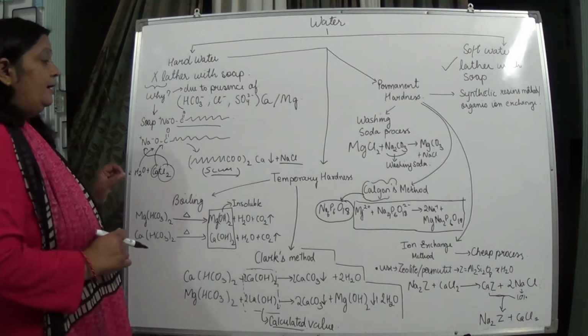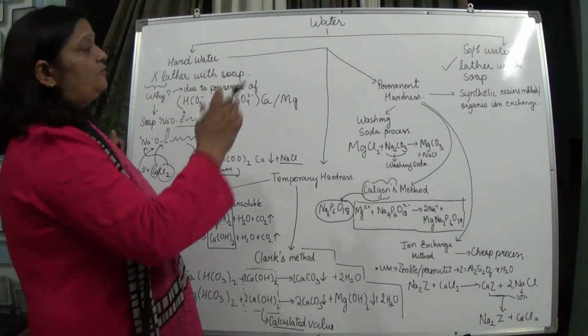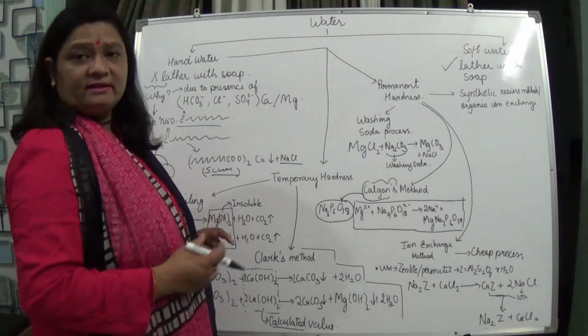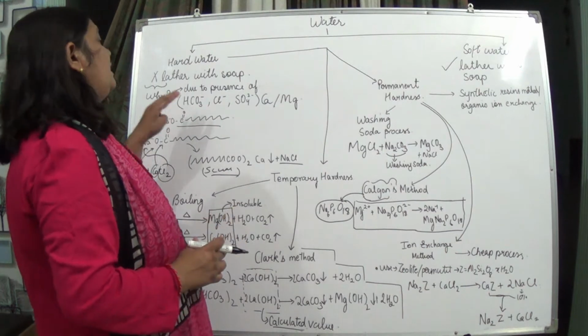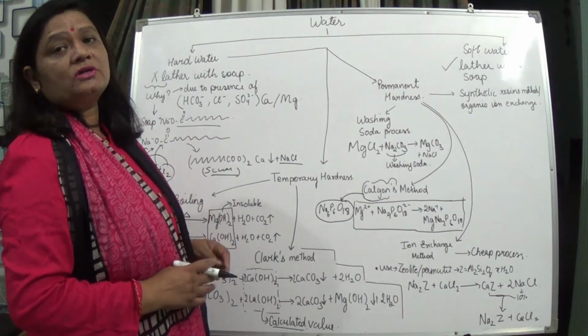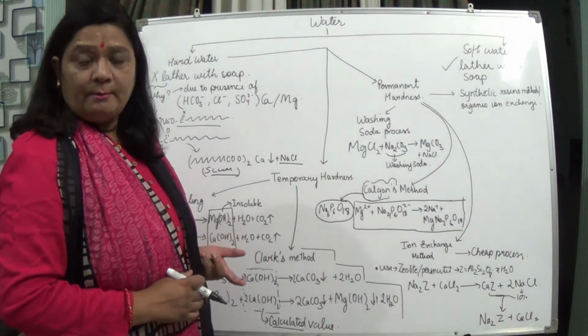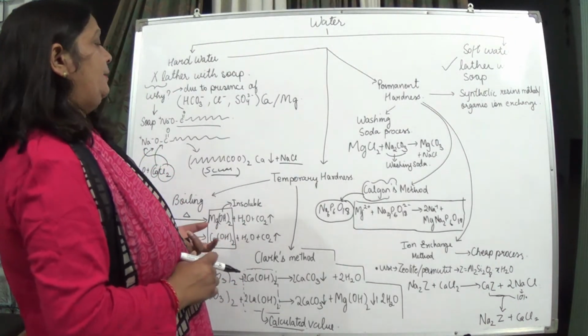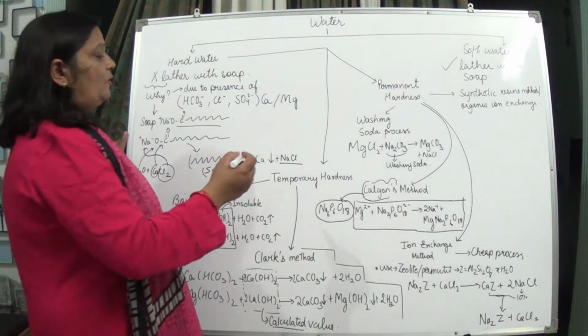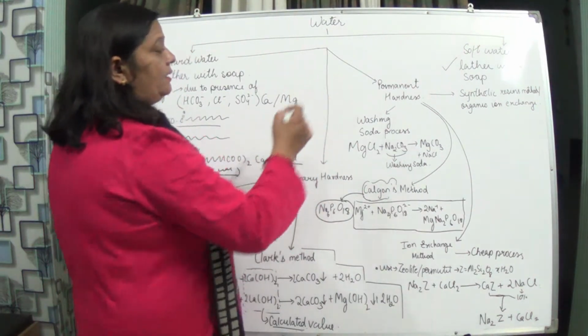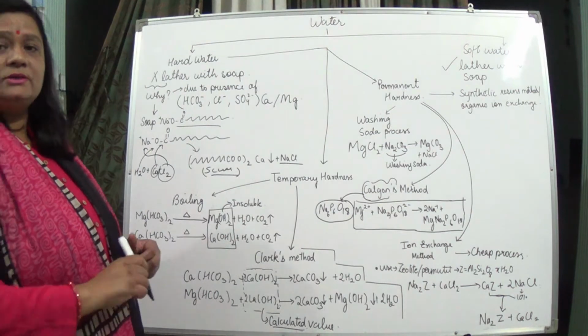Now if we talk about soft water, soft water gives lather with the soap, because it doesn't consist of these bicarbonates, chlorides or sulfates of calcium or magnesium. Now, hard water is of two types: temporary hardness and permanent hardness of water.